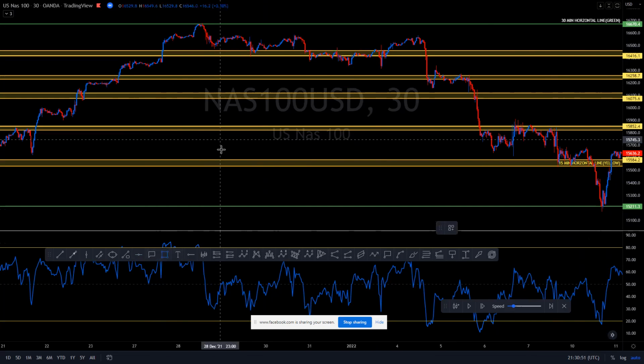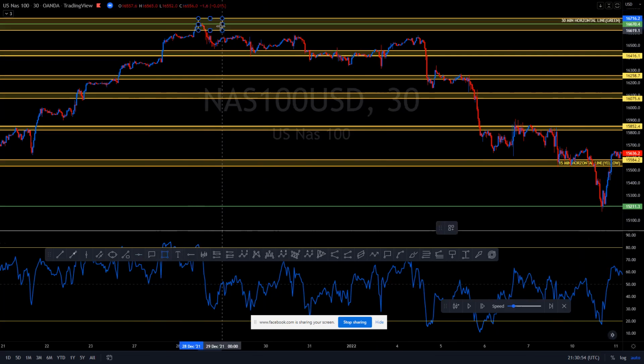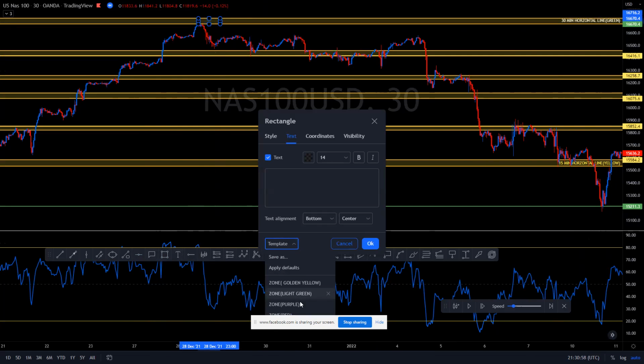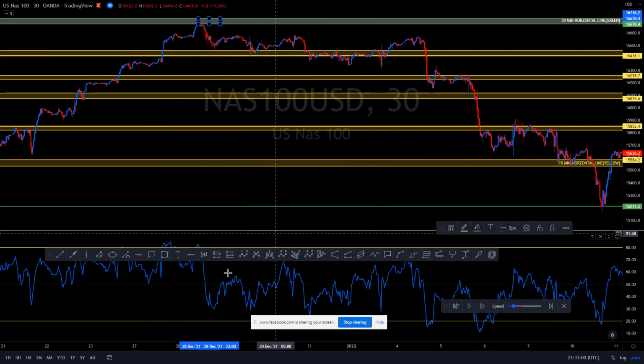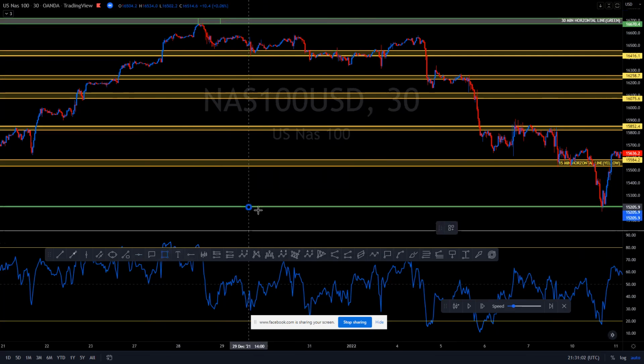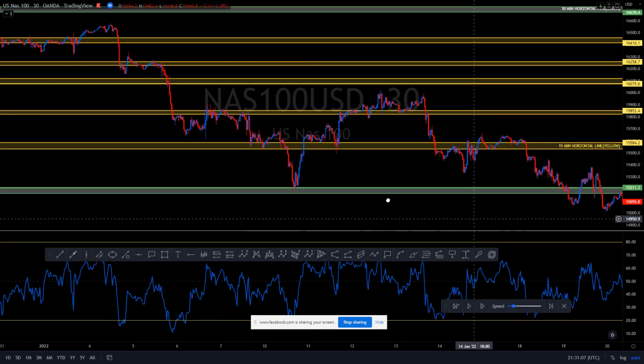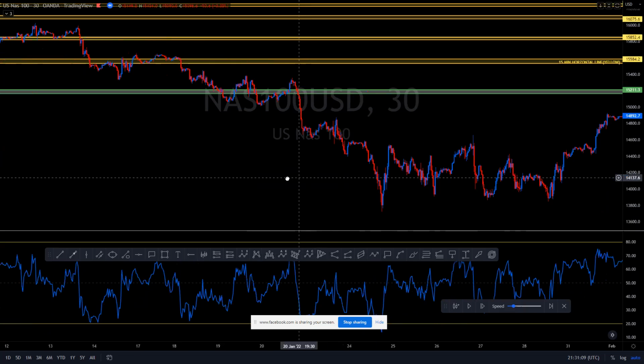And then I want to go ahead and draw zones here. Okay. And I want to change it to green. Change the zones to green. All right. And then basically I'm going to look for other areas where it needs to be marked up as well.